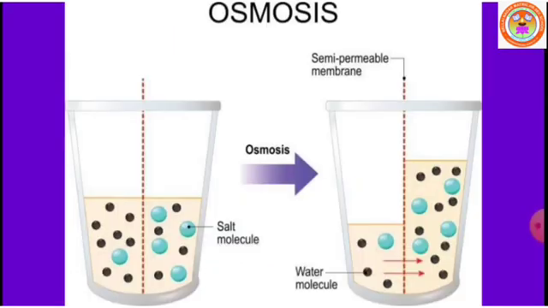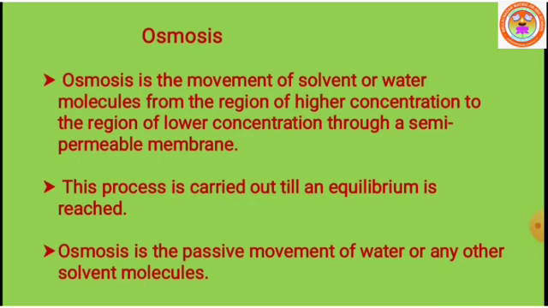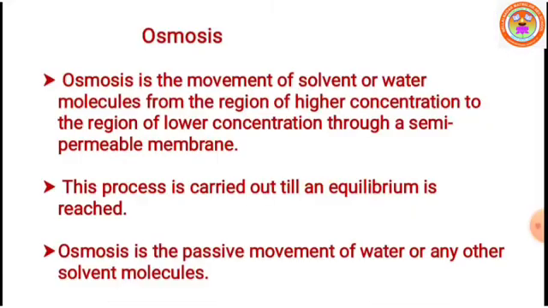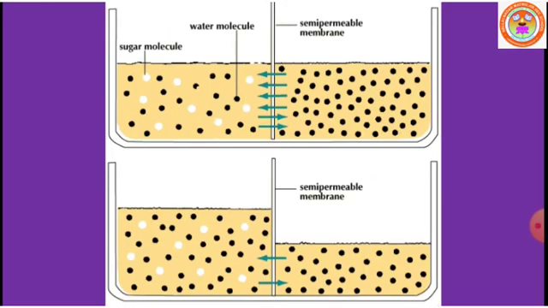Once again, the definition of osmosis is as follows. Osmosis is the movement of solvent or water molecules from the region of higher concentration to the region of lower concentration through a semi-permeable membrane. The process of osmosis is carried out till an equilibrium is reached. Osmosis is a passive process, or a passive movement of water or any other solvent molecule.